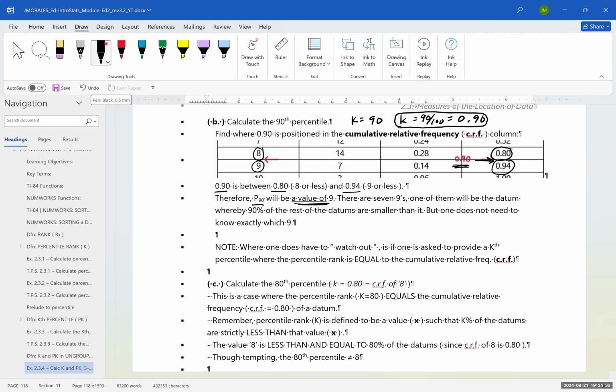So this 0.8 means 80% of the datums in this data set are 8 hours and less. This 0.94 means 94% of the datums are 9 or less. So the fact that we've got a 90%, that's going to be one of these values of 9, because 90% is less than 94%, but above 80%.